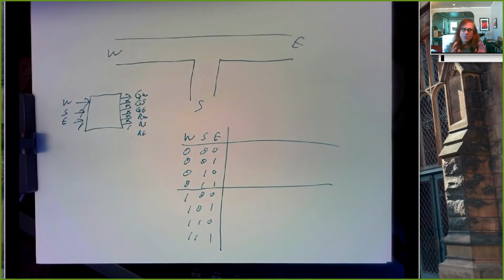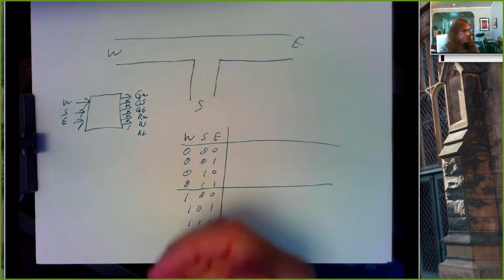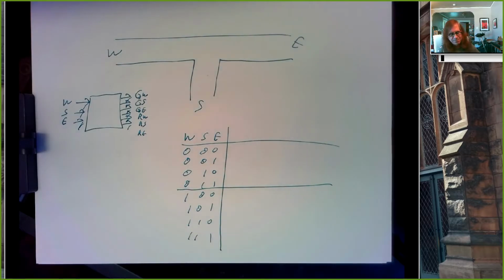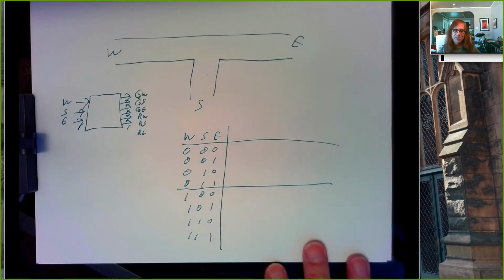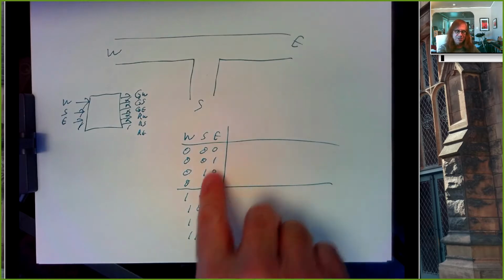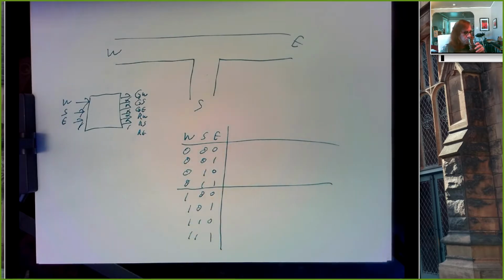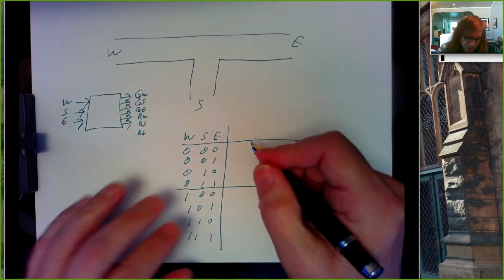And technically, your truth table is correct if these rows are swapped around, but anybody in the world that you try to show a truth table to is going to be expecting your bits to be in this order. Most anybody. So it's good to know how to do that. All right, so what do our outputs look like?